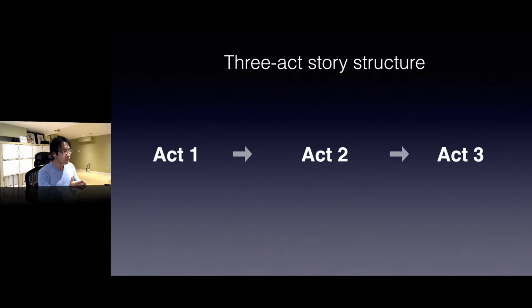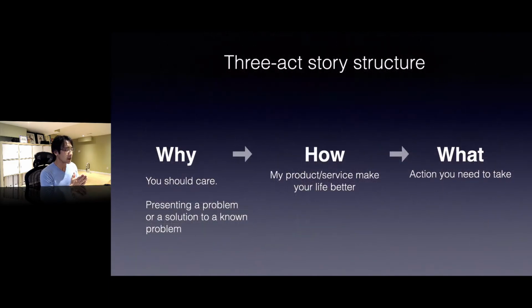Now, here is the 3-act story structure, starting with Act 1, Act 2, Act 3. Here's an example. This is the structure. Start with why, like why you should care, presenting a problem or a solution to a known problem. The second one is how, like how my product and service makes your life better. And the last one is what action your audience should take.